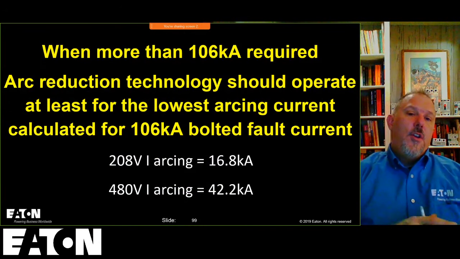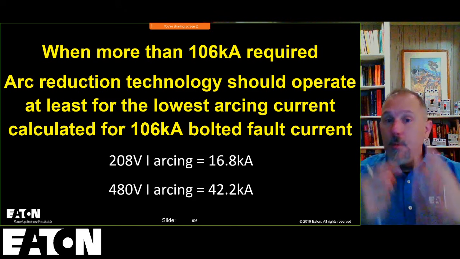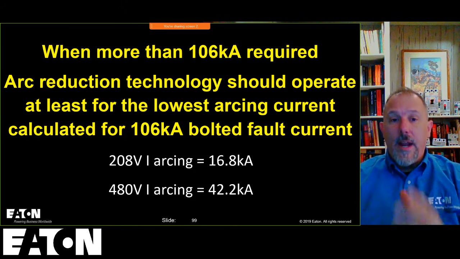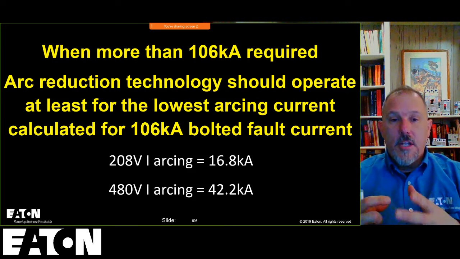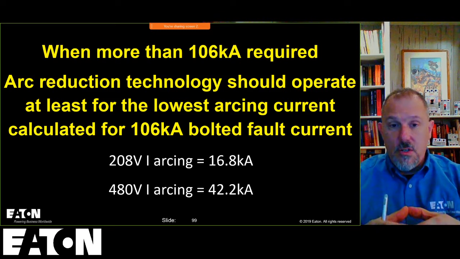Now, if you have more than 106,000 amps and you are on a 3,000 amp or greater fuse in a 480 volt system, your arcing current at 106,000 amps is 42,000.